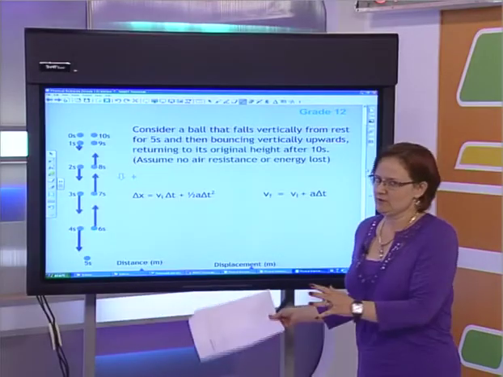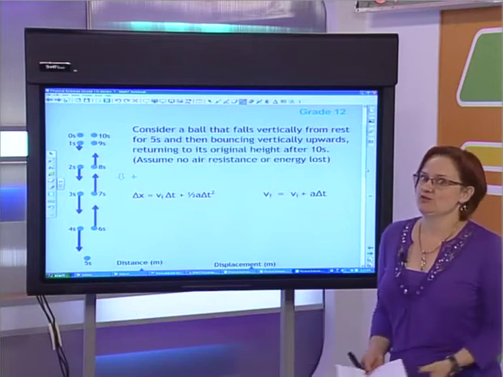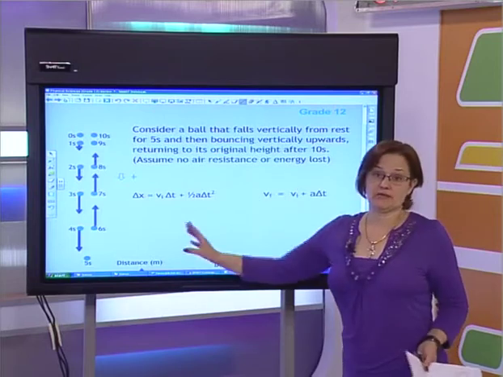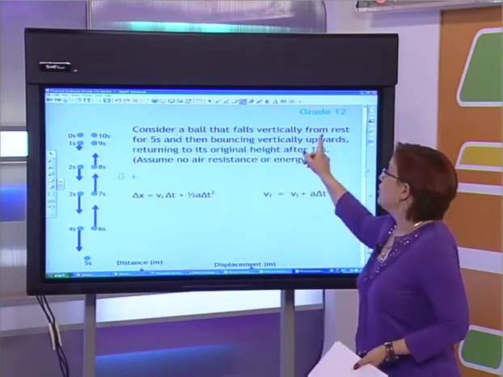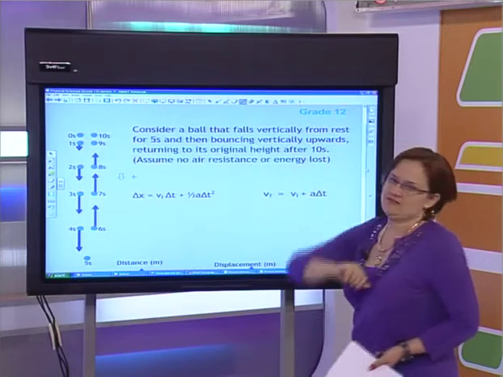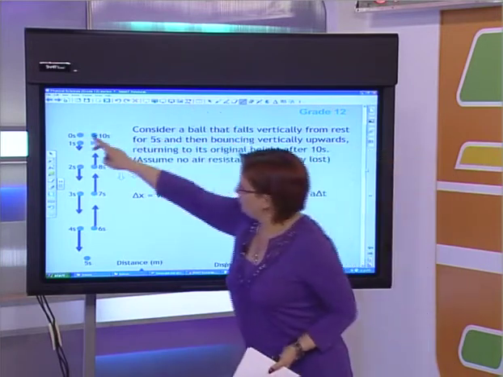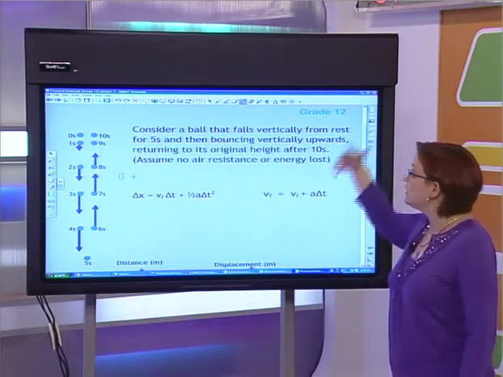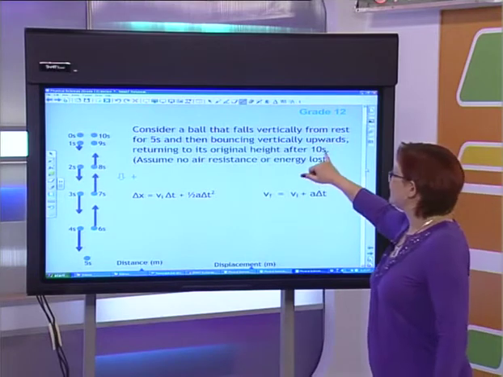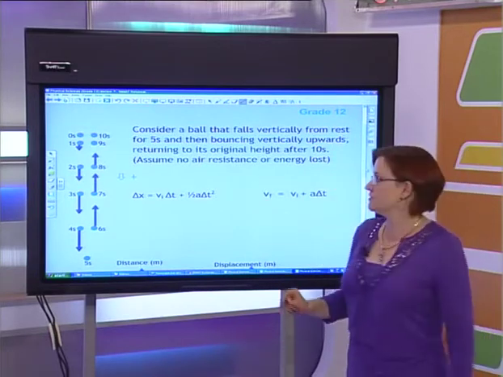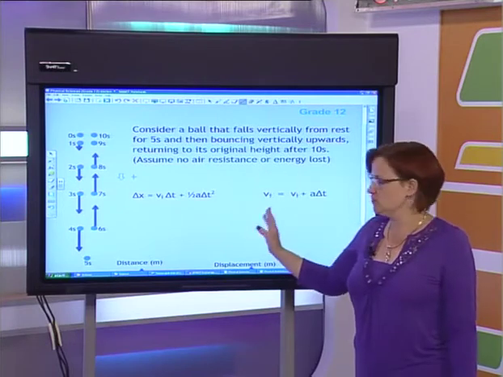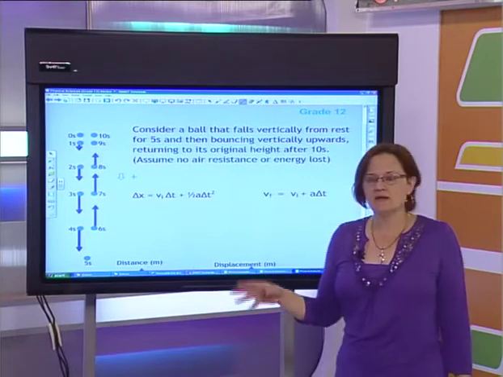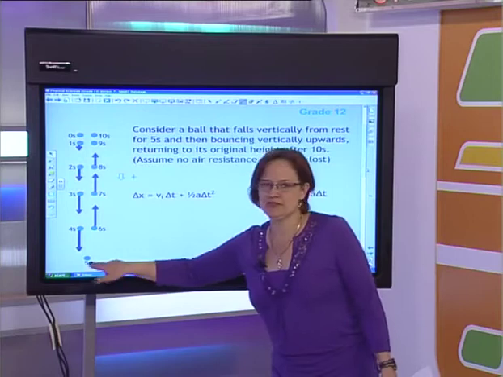Well, we're going to talk a little bit more about graphs because we realize that's definitely more the issue than the actual calculation. So what we have here is a very simple problem with a nice picture, which makes it a bit easier, that says consider a ball that falls vertically from rest for 5 seconds. Okay? So they're telling you the ball falls, hits the ground, and then bounces vertically upwards, returning to its original height after 10 seconds. Now this is unusual because we're assuming no air resistance, which is great, but we're also assuming no energy loss. Now you haven't done work, energy and power yet, but you will realize when you get there that there's absolutely no way that can happen.